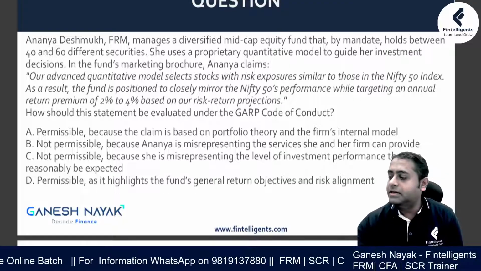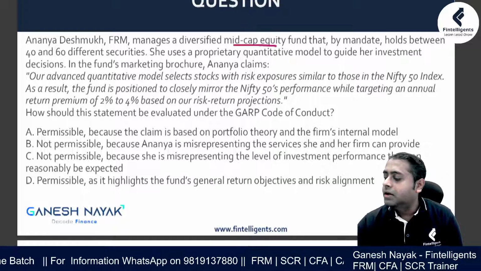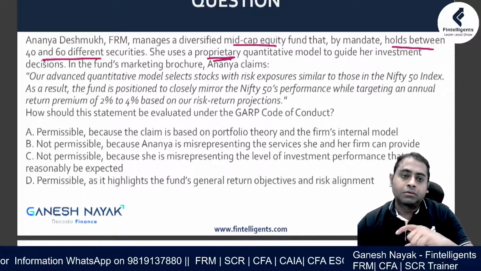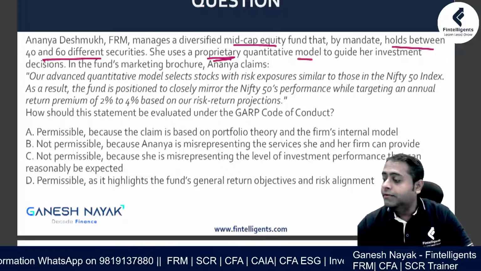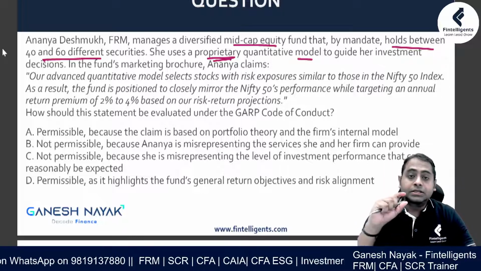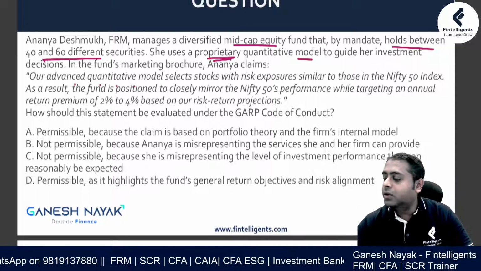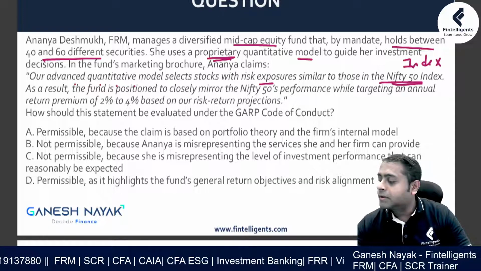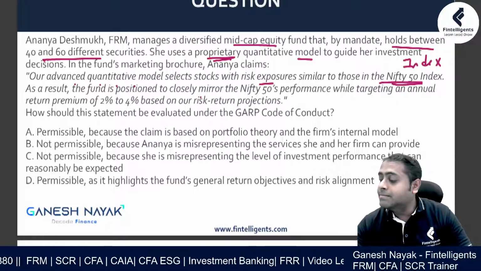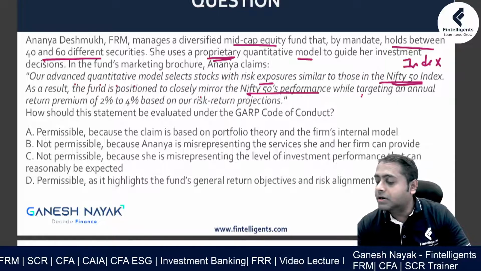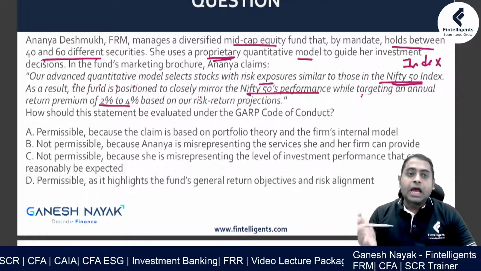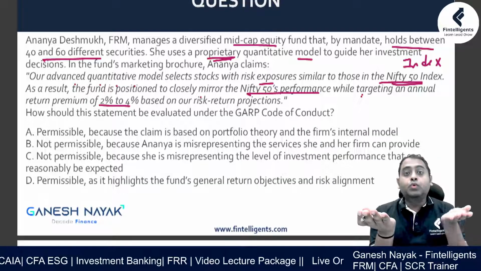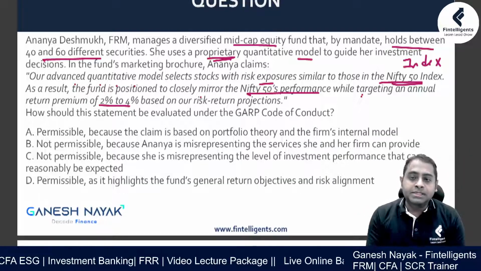Ananya manages a diversified equity fund, holds between 40 to 60 securities, and has her own proprietary model to guide her investments. Now, what is she claiming? Our advanced quantitative models have risk exposure similar to the Nifty 50. This is an index. As a result, the fund is positioned to closely mirror the performance while targeting an annual return. That means they're saying my fund is exactly matching the Nifty 50, but I'll be able to generate 2 to 4% higher than the Nifty 50. Is it possible?